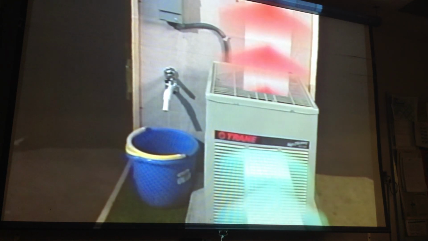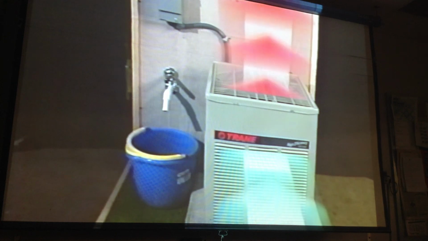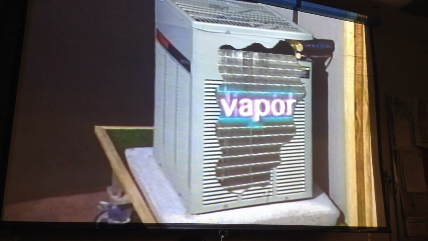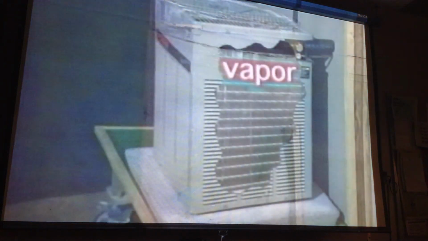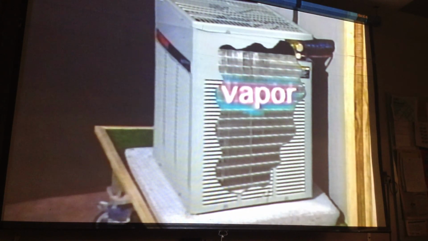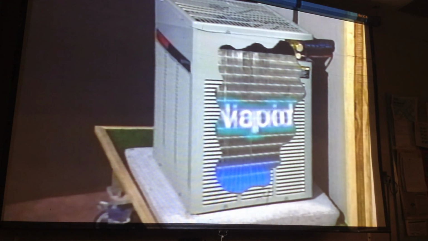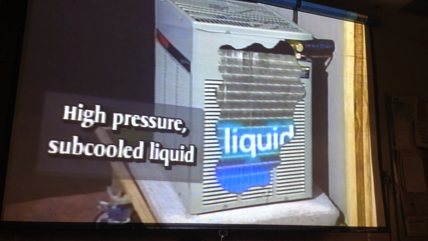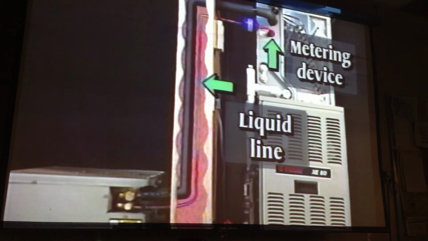As the hot vapor gas moves through the condenser, it is cooled by air forced through the condenser coil by the fan. Drops of liquid refrigerant form within the coil, much like drops of water form on a glass of ice water on a hot summer day. By the time the gas reaches the other end of the condenser coil, it has condensed into a high-pressure, subcooled liquid. After leaving the condenser, the high-pressure, subcooled liquid is delivered to a metering device through the liquid line.